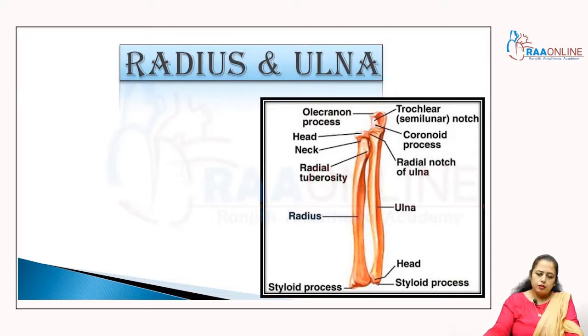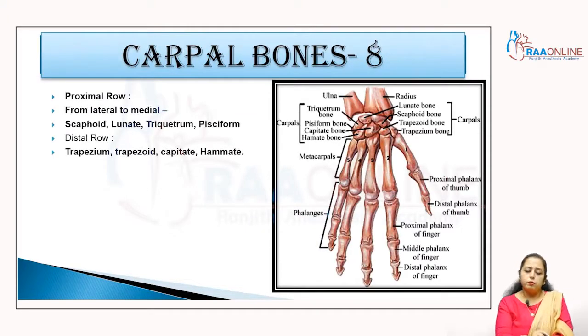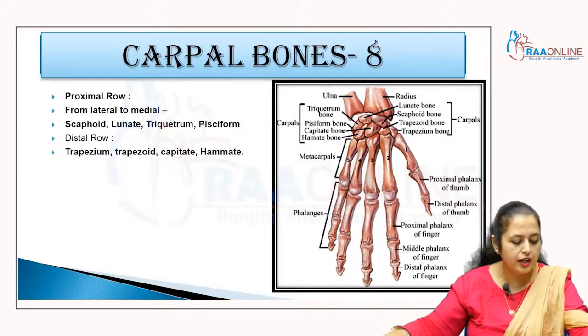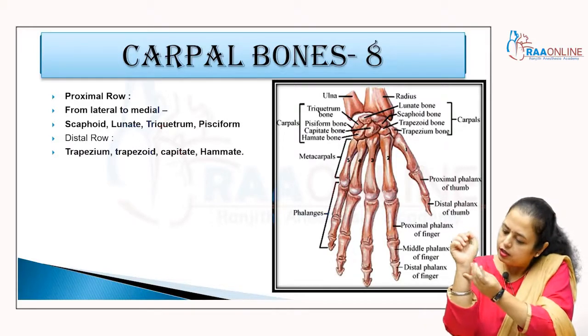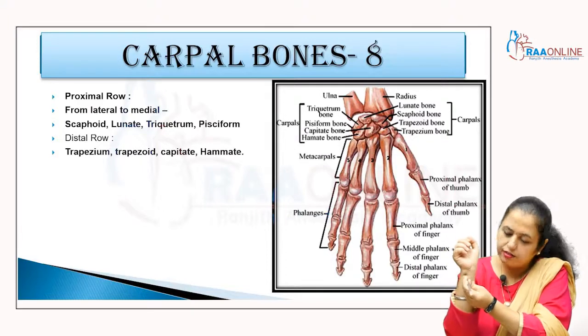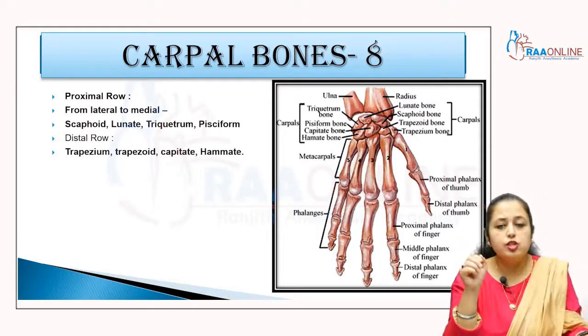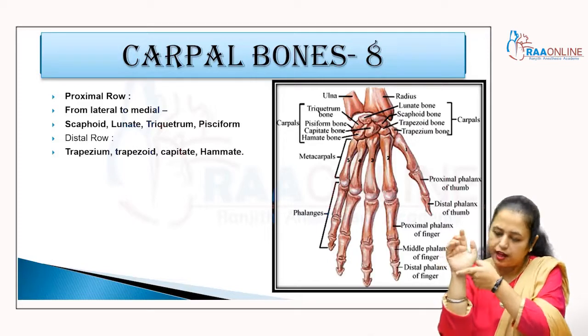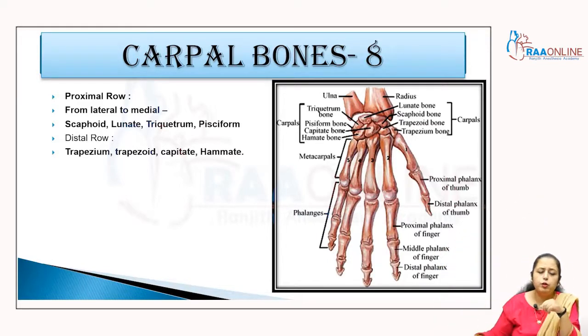Now come to the carpal bones which help to make the wrist, right? Our wrist is made up of 8 pieces of bone, right? You can see from that region to that region, that portion which is your wrist, it is formed by the 8 carpal bones, and these bones are arranged in 2 rows, right? The proximal row and the distal row, right? You can see in that diagram, right?